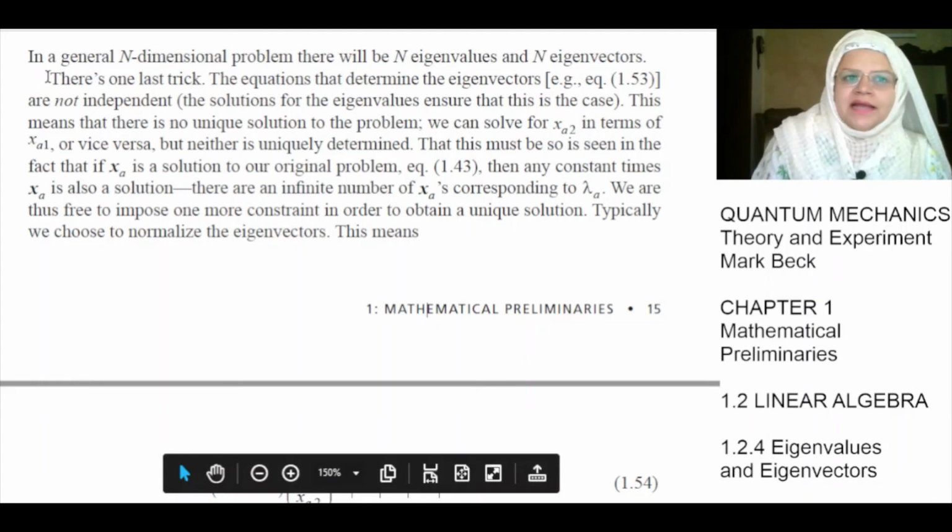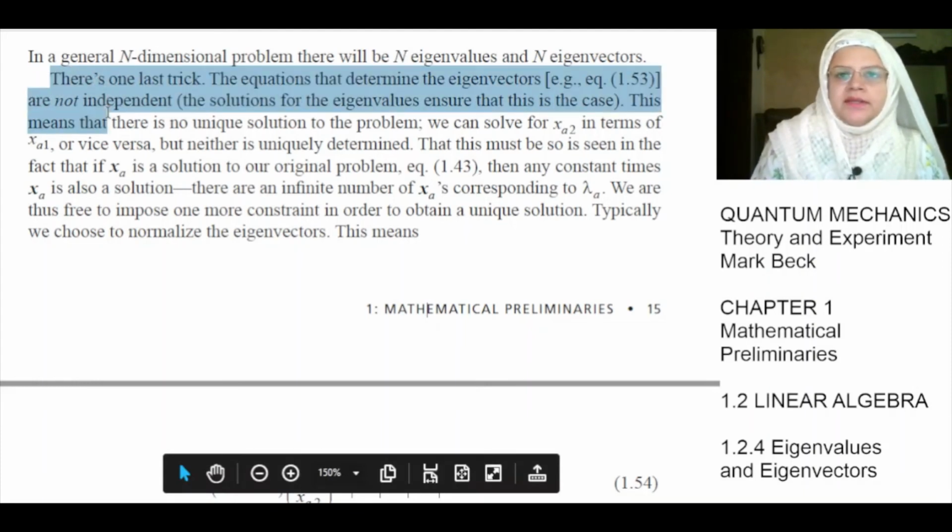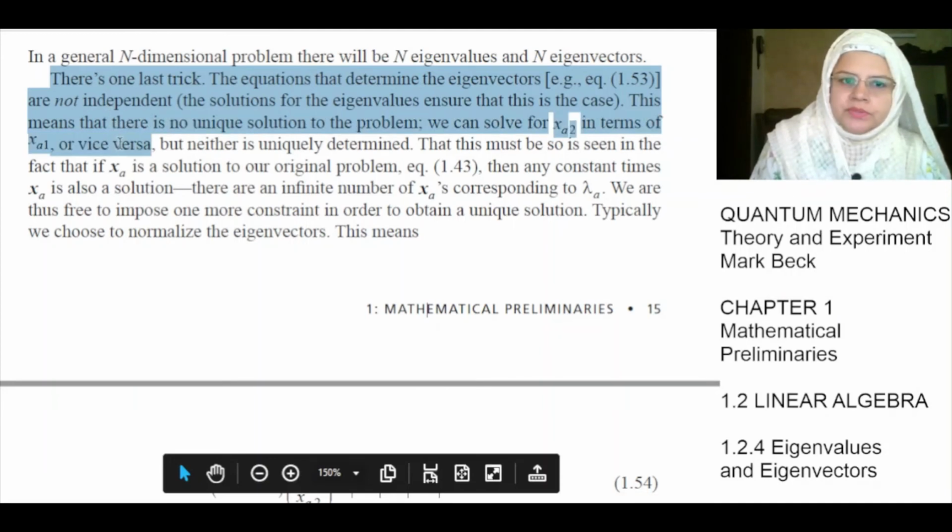There is one last trick. The equations that determine the eigenvector, for example equation 1.53, are not independent. The solution for the eigenvalues ensures that this is the case. This means that there is no unique solution to the problem. We can solve for xa2 in terms of xa1 or vice versa, but neither is uniquely determined.